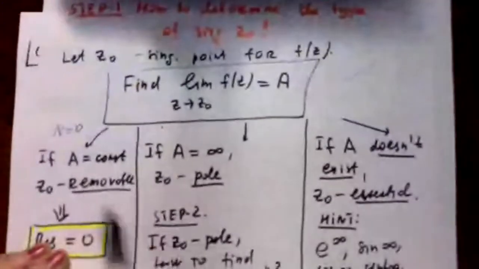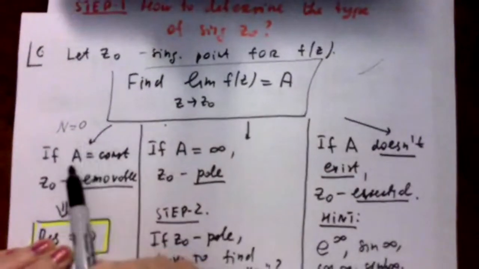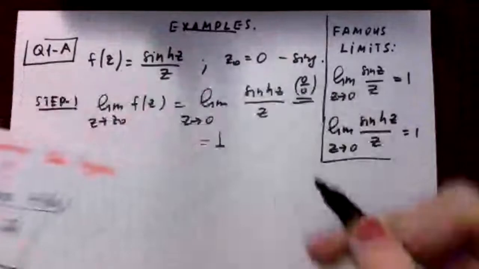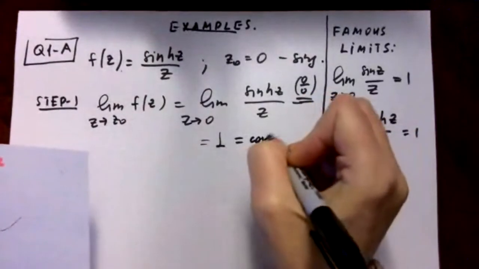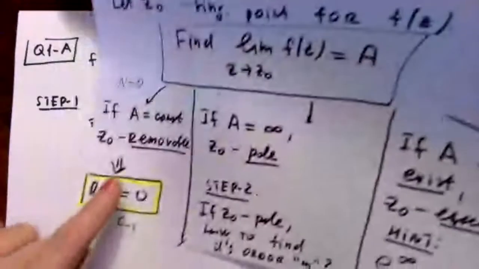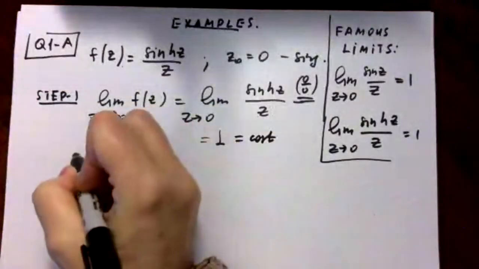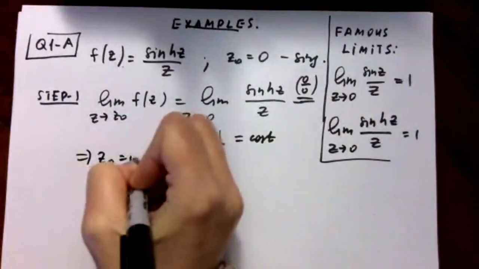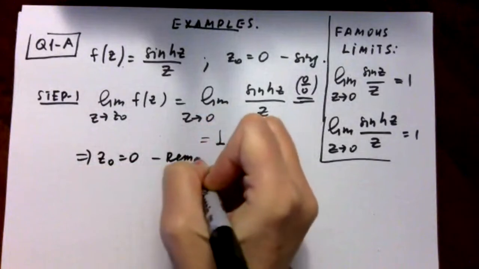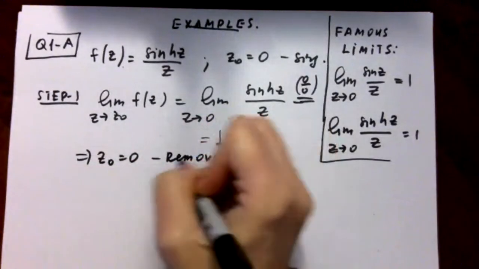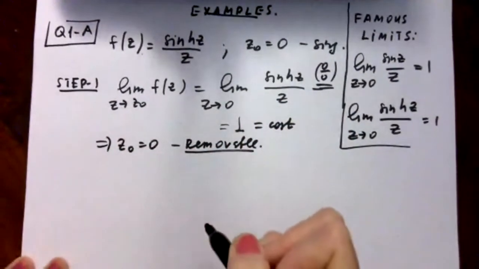Where's our table? So we go here to the first column because A is constant. So this is constant. This is case number 1. And it means that our singularity is removable. Okay, so z equal to 0 is a removable singularity. As you can see, it wasn't terribly difficult.